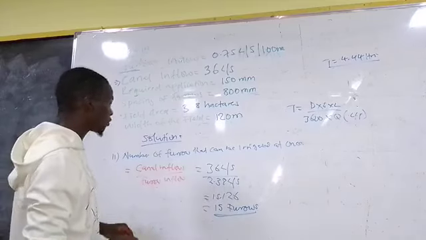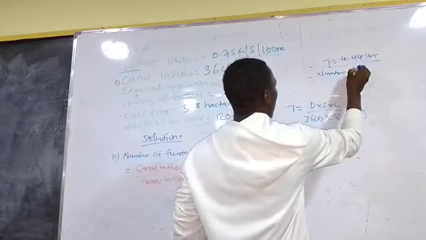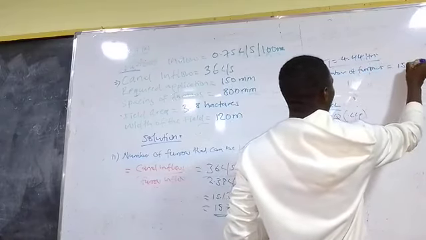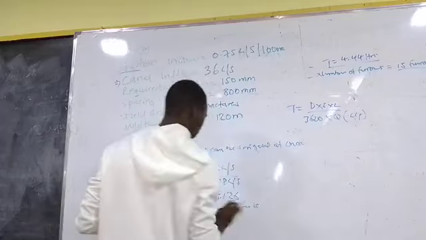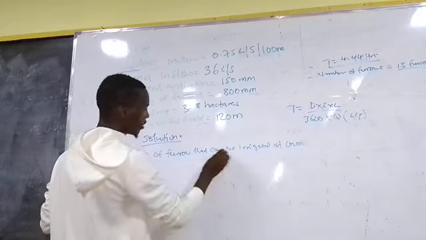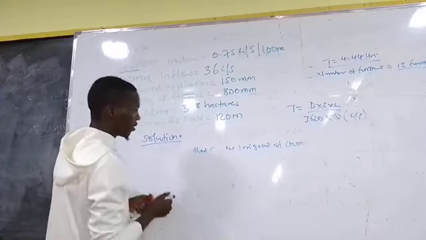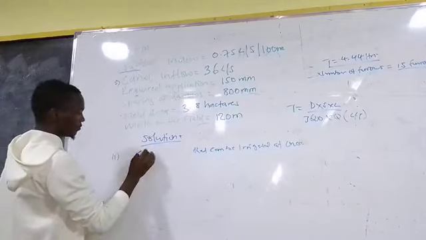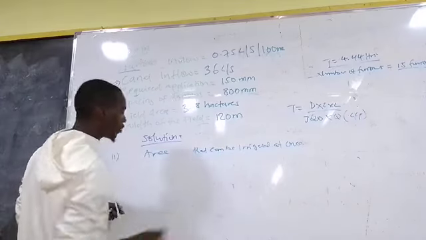So we may have to take note of the number of furrows as well, which is 15. So we get rid of this. What's the name that I taught to calculate? The area, right? The area that can be irrigated at once, right?